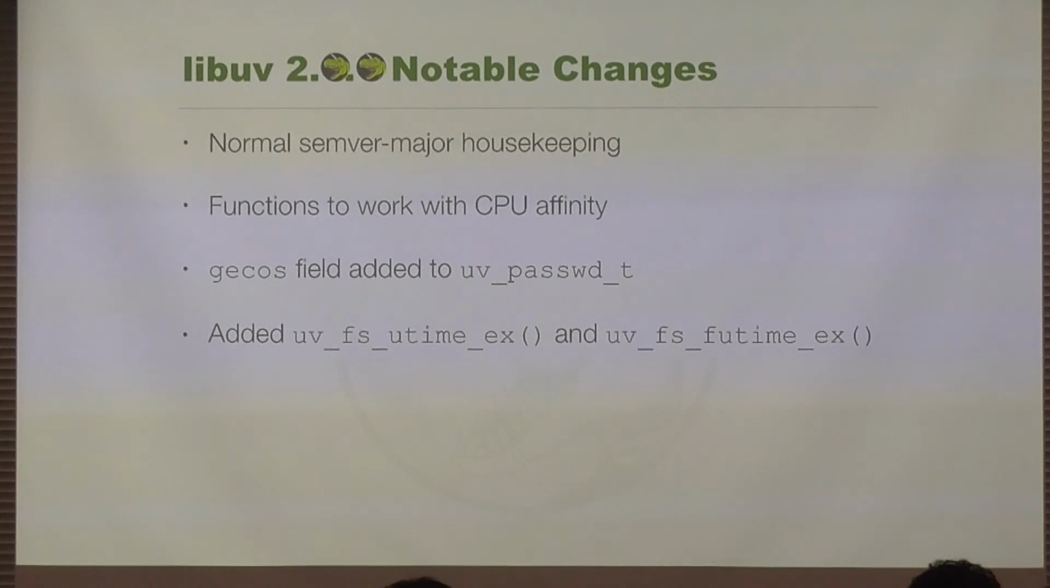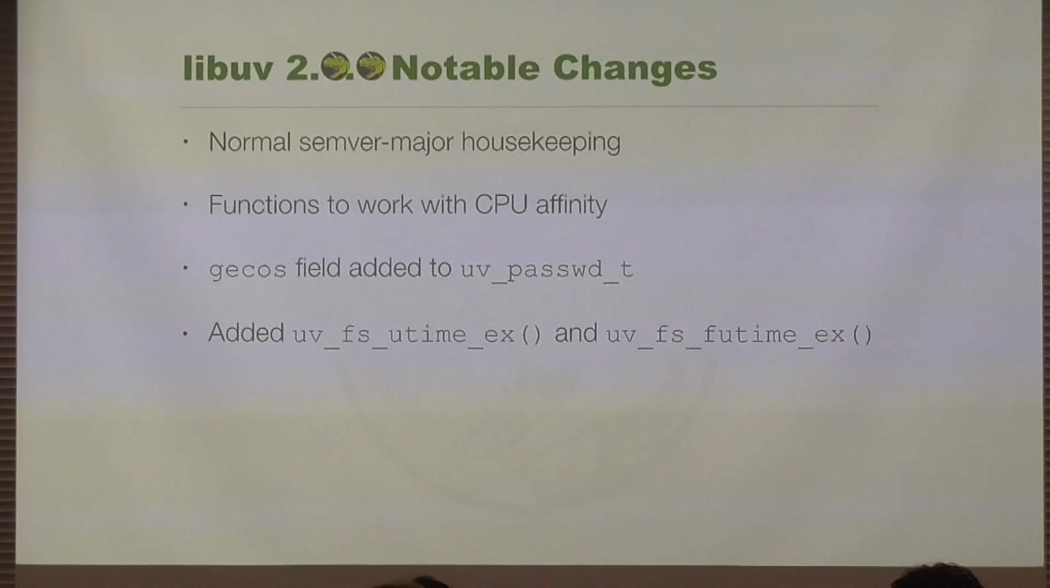We have a uv_passwd_t type that does a password file entry lookup. We added one field to that, which will break ABI, but that will basically let you call Node's os.userInfo, and then it returns whatever the password entry is for the current user. We added this shell field, which is going to be like the human name as opposed to the username, the machine username. And then we added some more functions for working with file times, basically things that will let you set the birth time of files, but it involved breaking ABI, so it got pushed off to libuv 2.